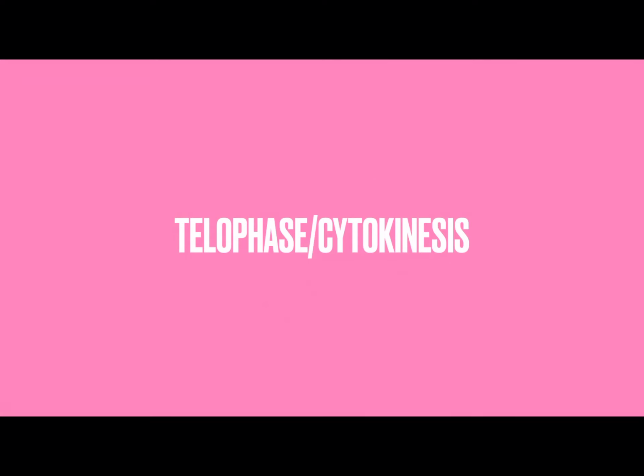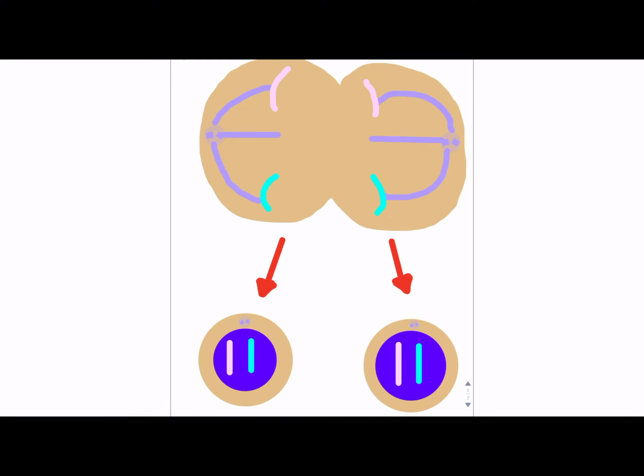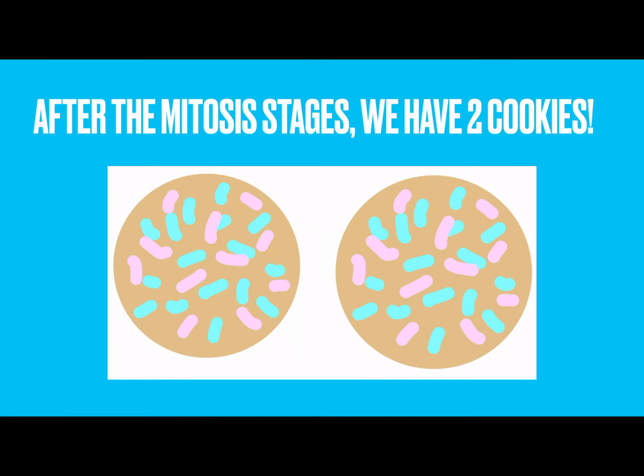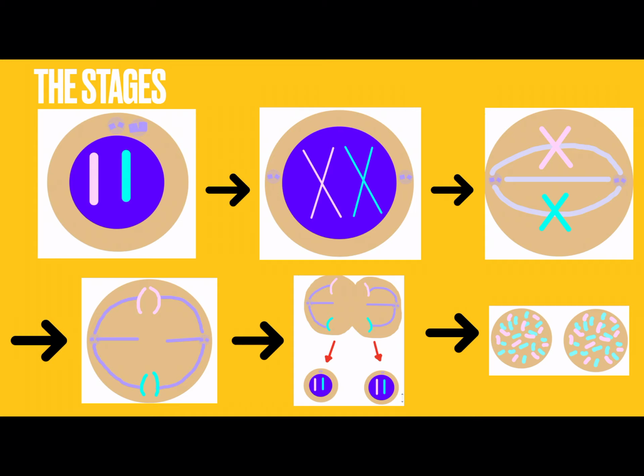The last phase I will show you on a cookie is telophase/cytokinesis, and this is where the cell or cookie splits into 2. The chromosomes get to their opposite poles and they decondense. The nuclear membrane reforms and the spindle fibers disappear. Then the cytoplasm and organelles divide into 2. After mitosis is done, we have 2 new cells or cookies that are identical. Here are all stages of mitosis decorated on cookies.